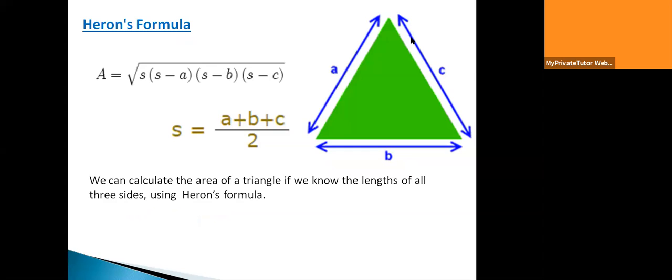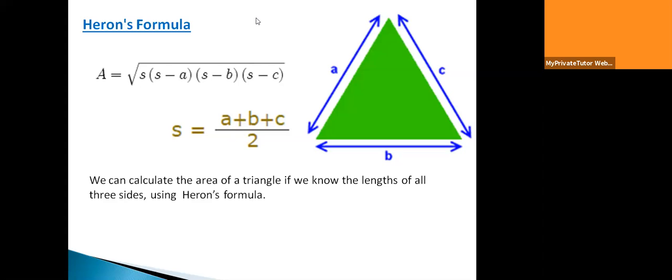So here it is, Heron's formula. This is how it looks, okay? You can see the diagram here. Each side, let's call it A, B, C as the side lengths. So what is the formula? Square root of S times S minus A, S minus B times S minus C, whole square root. A, B, C are the side lengths. And what is S? S is half of the perimeter.